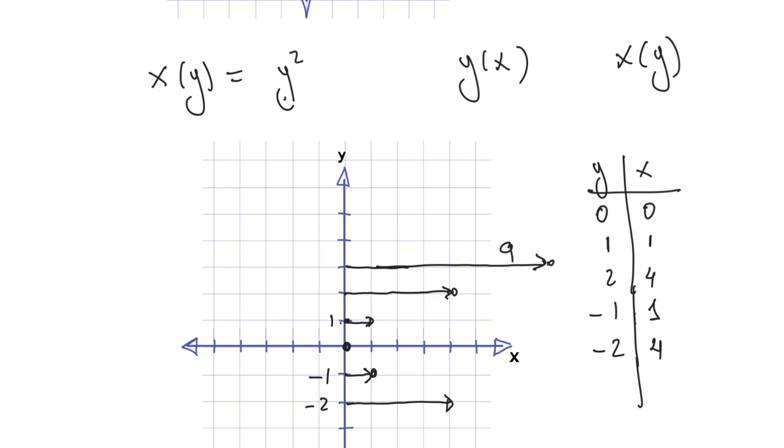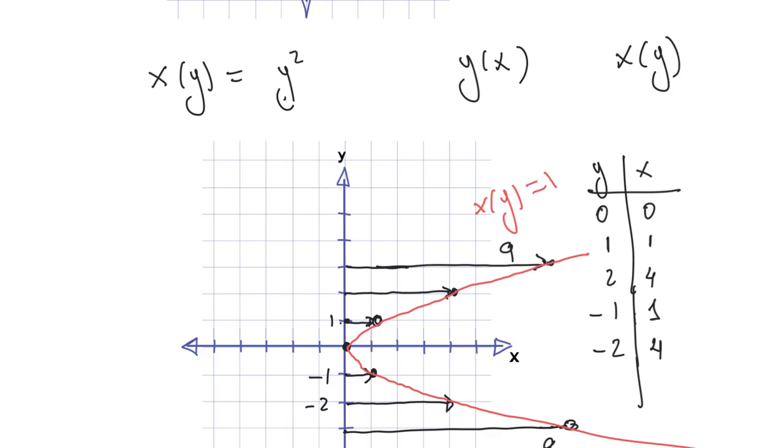And now, what do you think the equation that will pass through all these points will look like? It will be a parabola, but the parabola will look like this. This is the equation, x of y equal y squared. So you have learned how to draw functions, but this is not a function. x of y equal y squared is not a function.